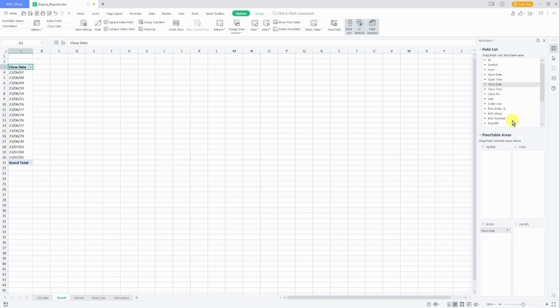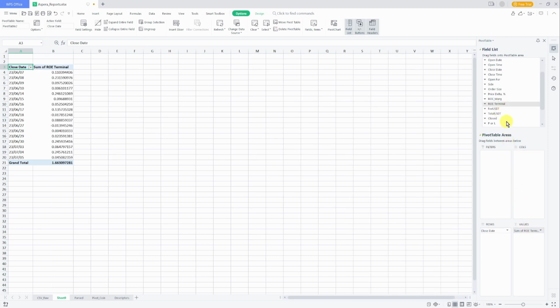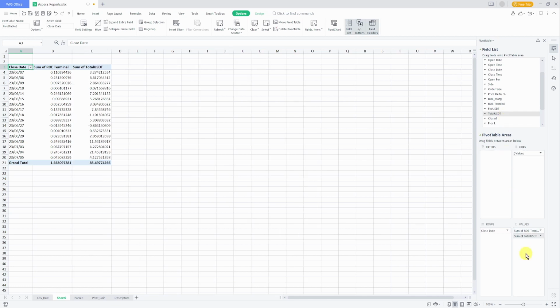Now for values, I want to use my total USDT, and I want to use the ROE. ROE goes first, total USDT goes second. And I also want to do some filters so that I could cut the data in different ways. And for filters, of course, I'm going to use my emulation tag.